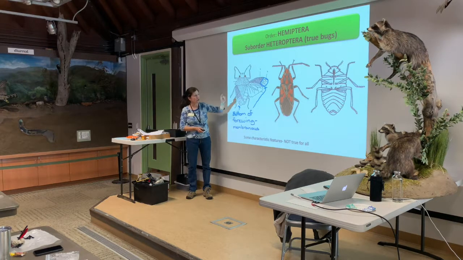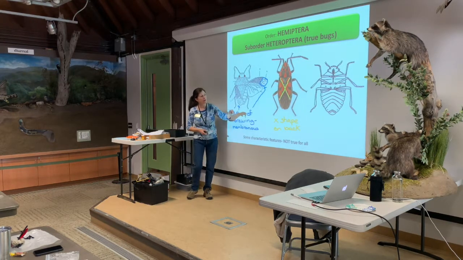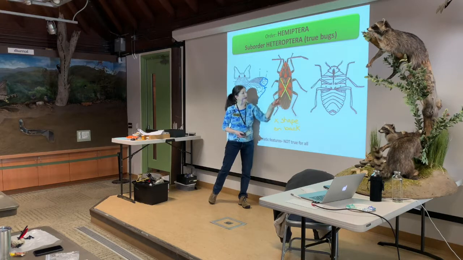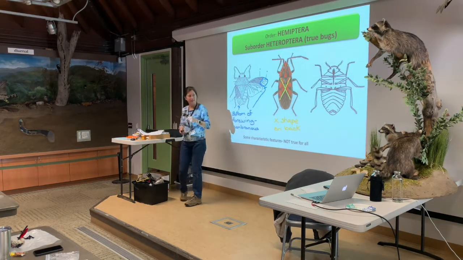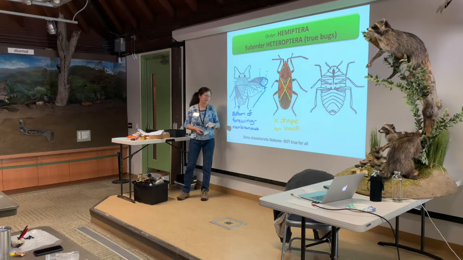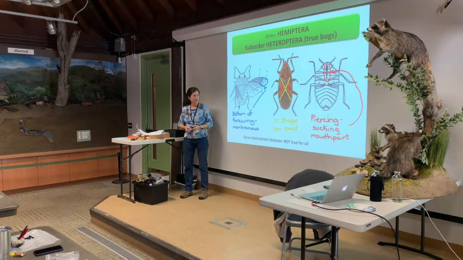Because of this, when it has its wings folded up, there's sort of an X shape on the back. That kind of helps you identify them as well. And my favorite part, they have piercing, sucking mouth parts. Those will be in the little sternal groove on the underside. They might be little or they might just be huge. So those are the three things that will help you identify the true bugs, the things that you actually get to call a bug.